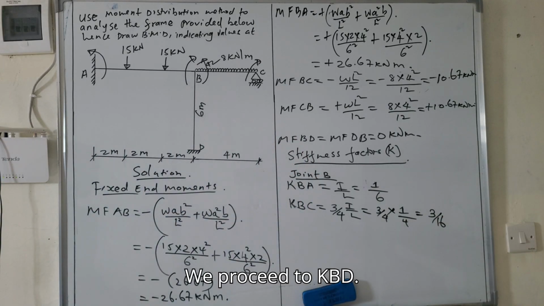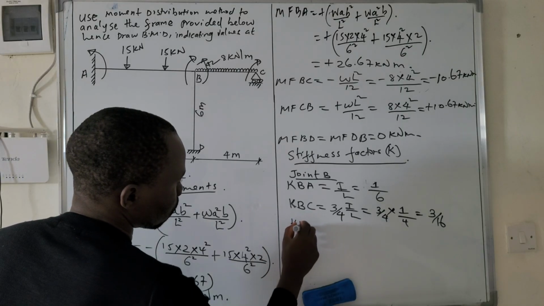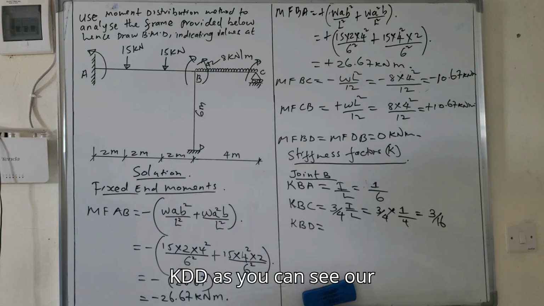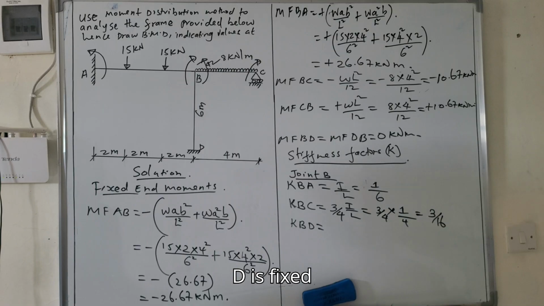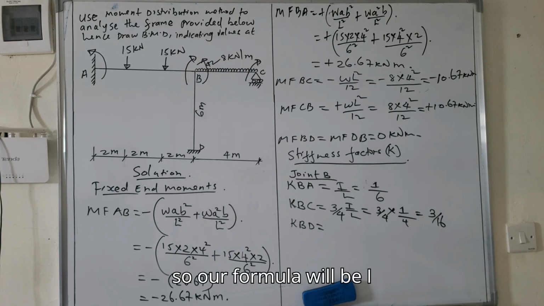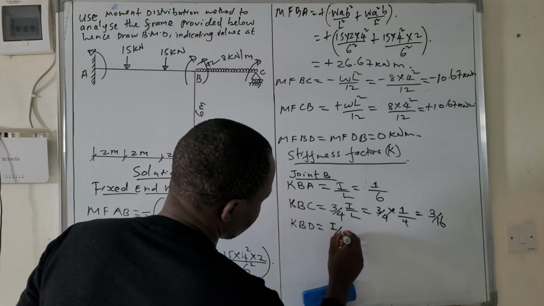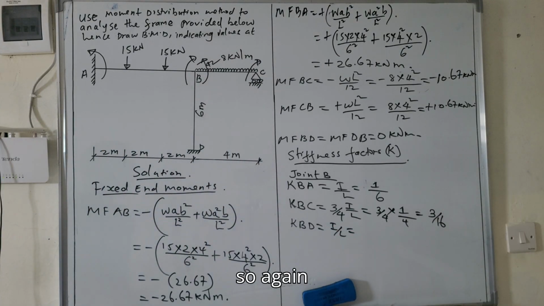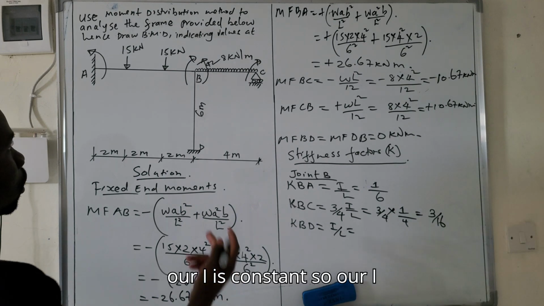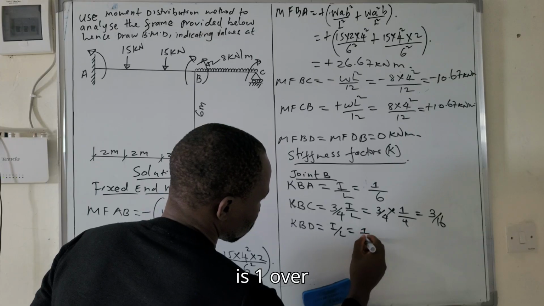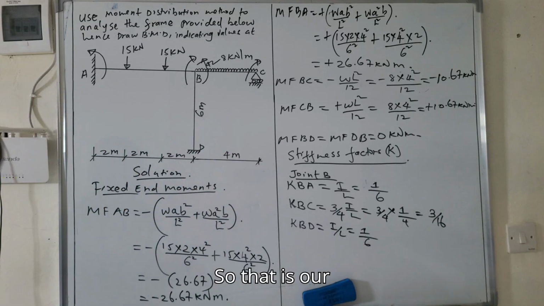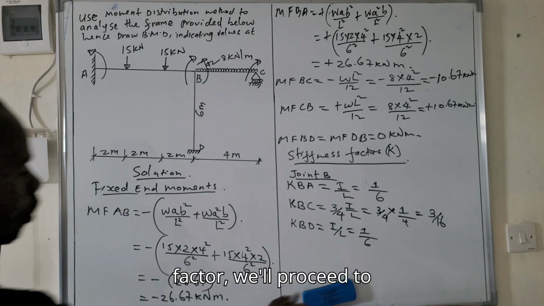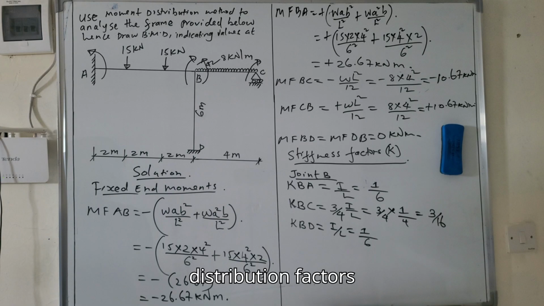We proceed to KBD. As you can see, our farthest end, which is D, is fixed. So our formula will be I over L. Again, our I is constant, so it is 1 over L. From here to here, 6. So that is our KBD. After stiffness factor, we'll proceed to distribution factors.